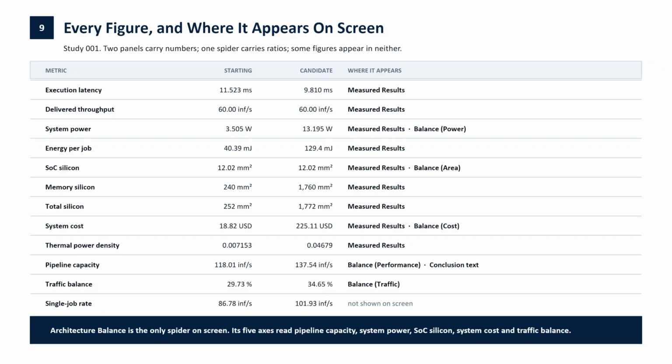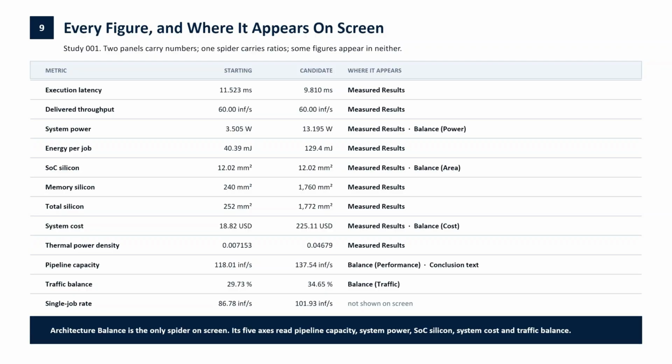SoC silicon remains unchanged at 12.02 square millimeters. It appears both in the measured results table and on the area axis of architecture balance. Memory silicon increases from 240 to 1,760 square millimeters, while total silicon increases from 252 to 1,772 square millimeters. Both appear only in the measured results table. System cost increases from $18.82 to $225.11. It appears both in the measured results table and on the cost axis of architecture balance.